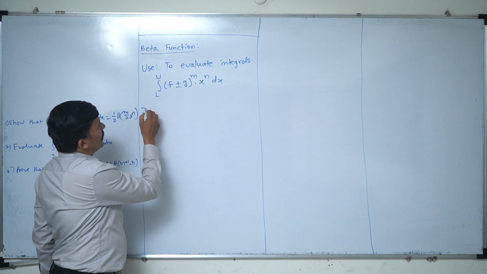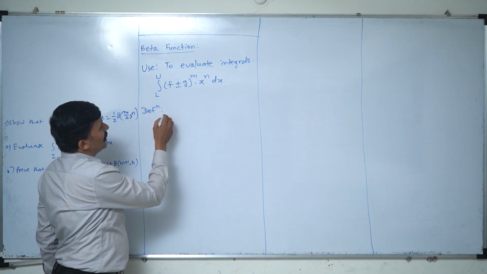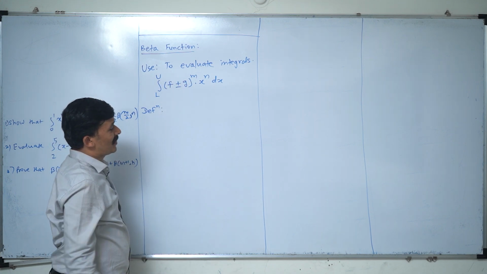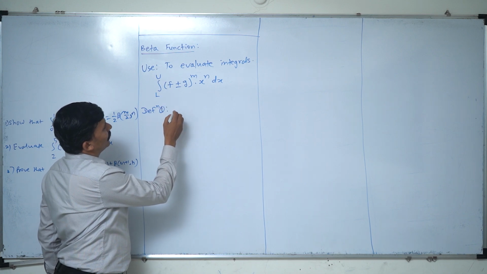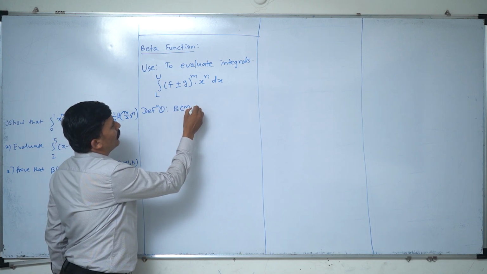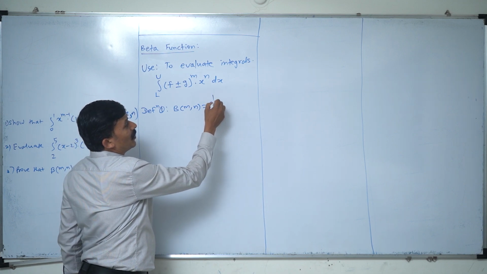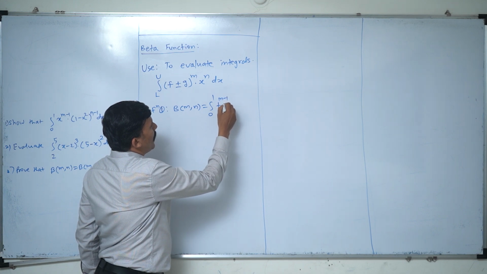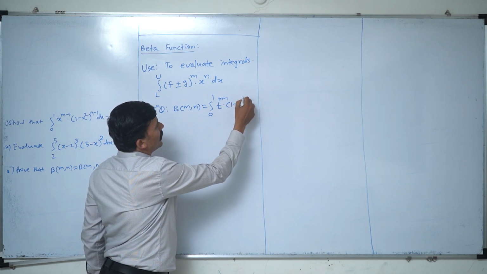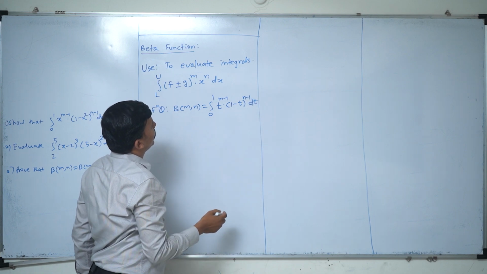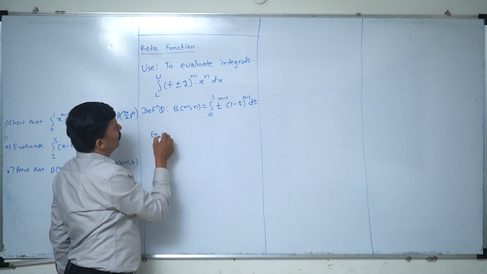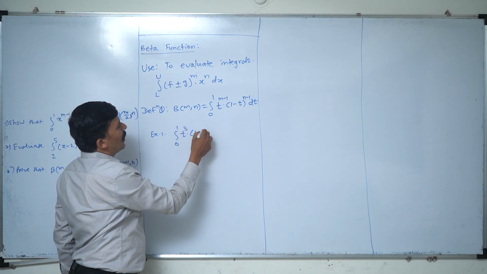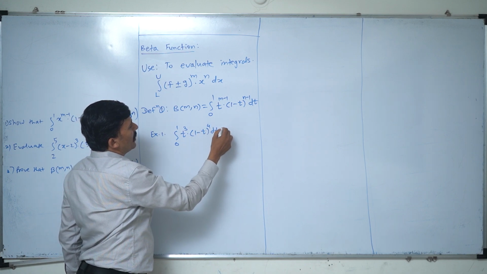So what is the definition? The definition of beta function: there are two definitions. First one for subtraction, another one for addition. So first definition, beta mn is the integral from 0 to 1 of t raised to m minus 1 into 1 minus t raised to n minus 1 dt. For example, suppose integral from 0 to 1 t raised to 3 into 1 minus t raised to 4 dt.